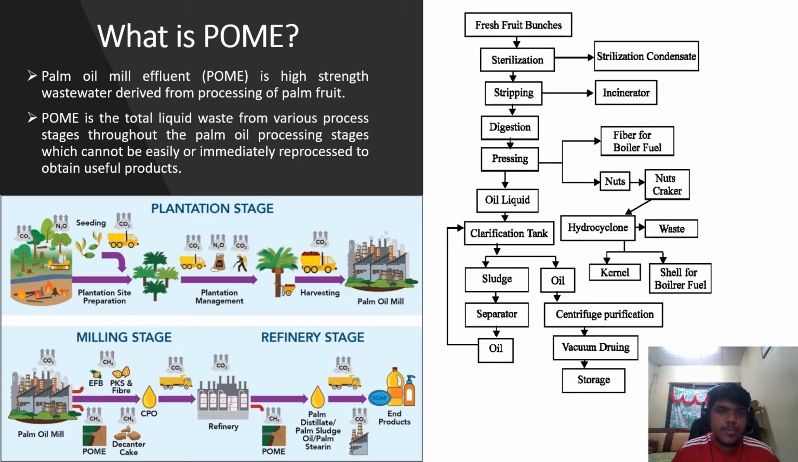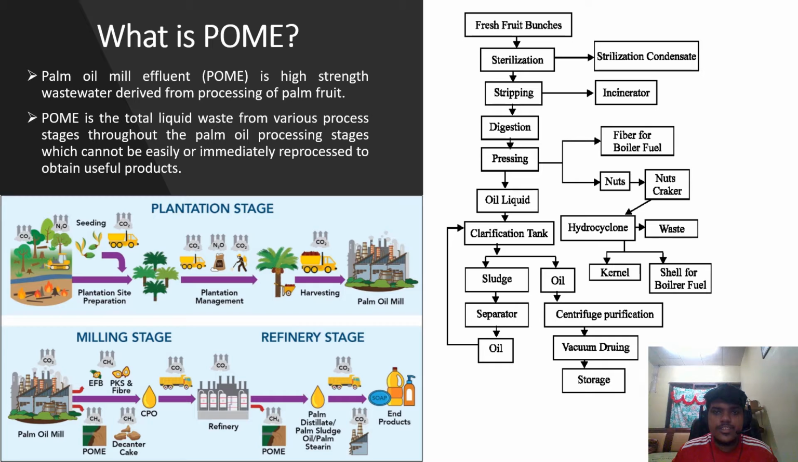So what is POME? Palm oil mill effluent, or more commonly known as POME, is a high-strength wastewater generated from the processing of palm fruit. If we have a look at the illustration below, we can observe the general flow of palm processing. Fruit bunches are harvested from plantation sites and sent to palm oil mill. Here, the fruit bunches are converted to CPO, which is also known as crude palm oil.